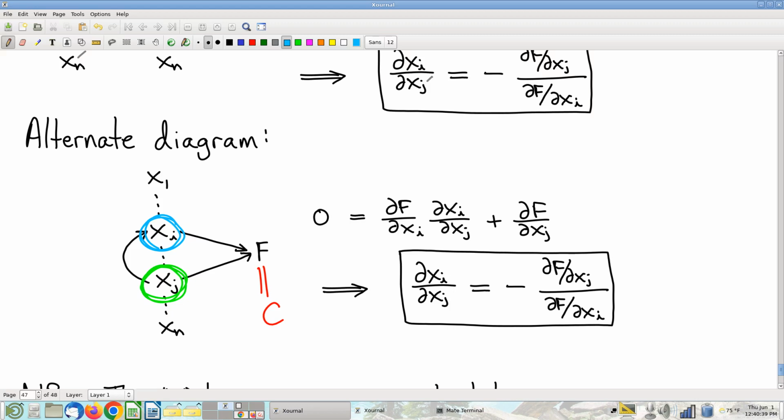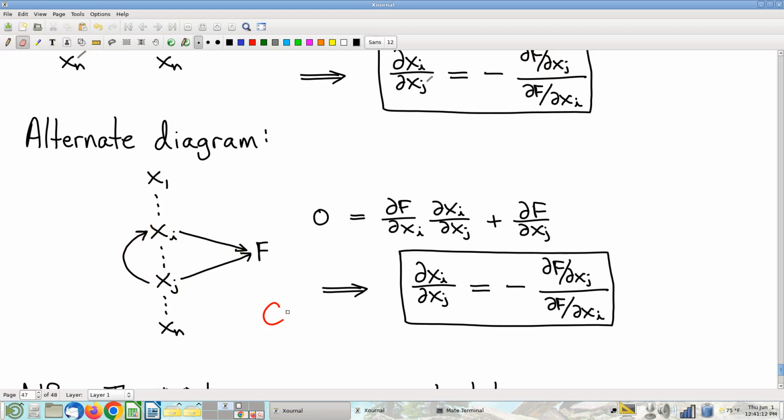So when I say that xi is a function of xj, what we mean is that when this changes, xi changes in such a way as to preserve the requirement that f remain constant. So xi moves in exactly whatever way is necessary to counter the effect of xj changing. That's the big idea. Okay.